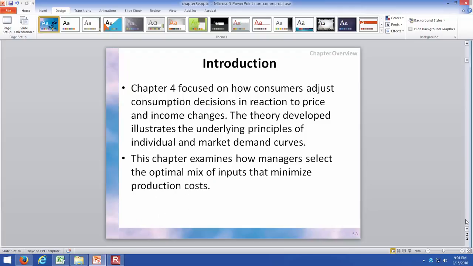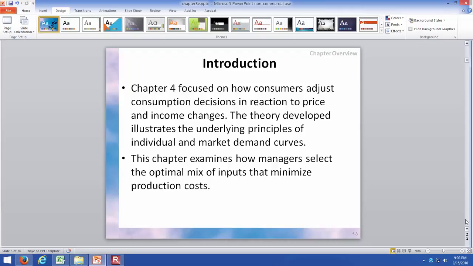So in chapter 4, this talked about the consumer's point of view, and we talked about how consumption decisions change with response to price and income changes. So we developed and illustrated the underlying principles of individual and market demand curve. There we were mainly talking about the individual point of view or the consumer's point of view.